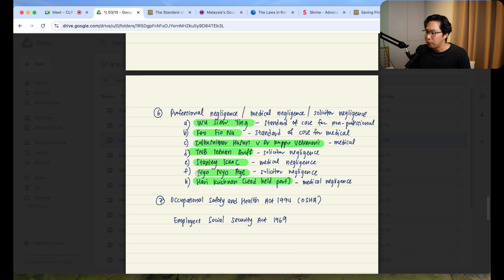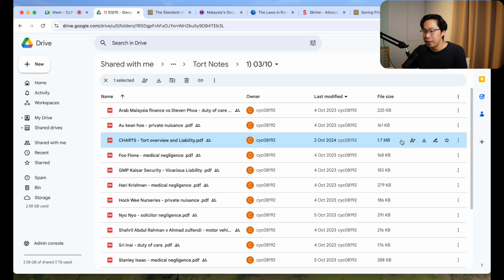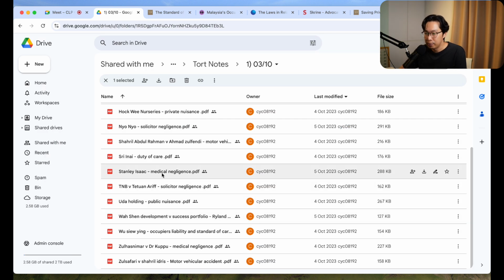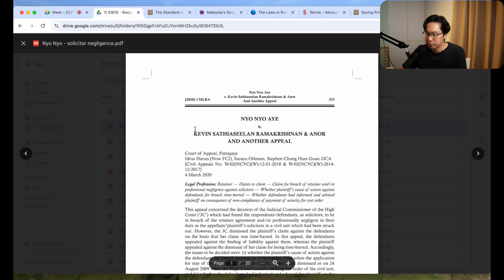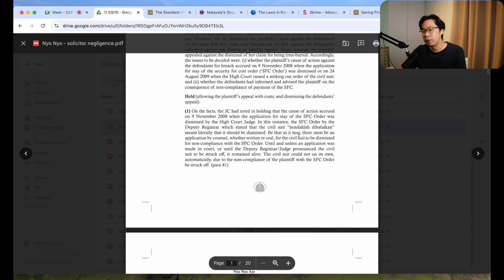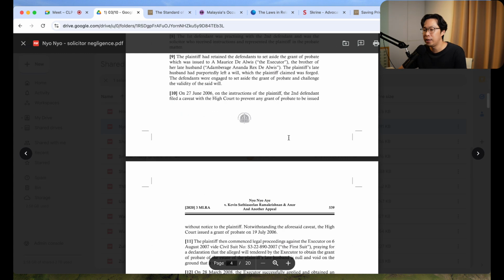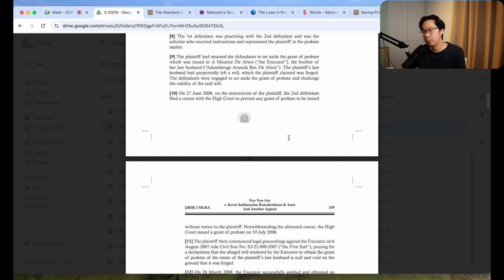Now, for Nyonya Aye, I want you to read it. I don't think you will get that question in an exam. But this is an interesting question where he sued the lawyer for solicitor negligence. Okay? So whatever you read in there, Nyonya Aye, you can sue a lawyer for negligence. So it's an interesting case, okay, for your own reading. You don't have to make notes of that.